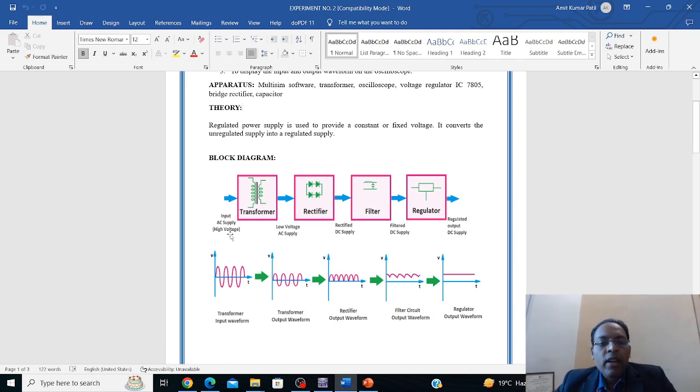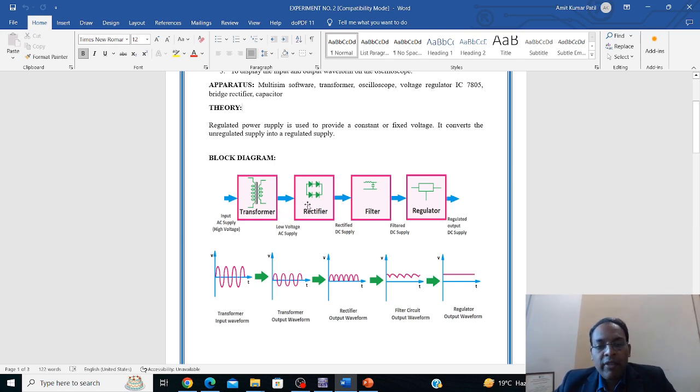So here the AC supply will be given to the transformer. Here we are using a step down transformer. The number of turns in the secondary winding is less than the number of turns in the primary winding, so it will act as a step down transformer. The AC input will be given to the transformer. Here is the waveform of the AC, and the transformer output will be the step down waveform. Here you can see the output of the transformer.